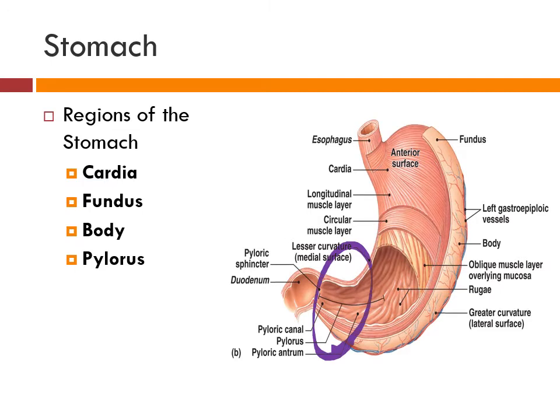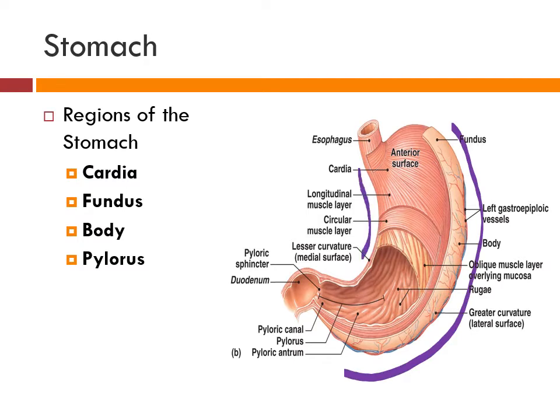A couple other things that I like to point out on the stomach. The stomach has 2 curves. It has a greater curvature and a lesser curvature. The lesser curvature is about 4 inches long, and the greater curvature is about 16 inches long. So it's pretty impressive. 16 inches is a decent size. So our stomach is a pretty good size, and it can actually hold a fair amount of material.